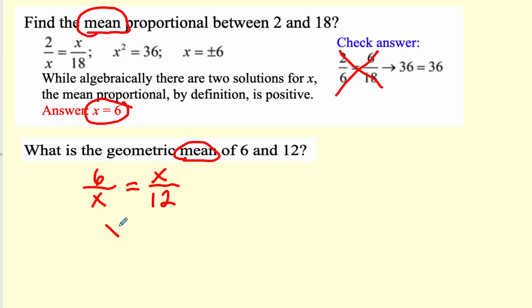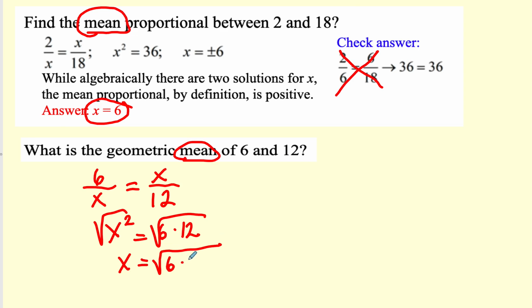Okay, I'm going to cross multiply, so this is going to be x squared is equal to 6 times 12. And now I'm going to take the square root of both sides. And when I take the square root of both sides, I'm going to notice that 12 is really 6 times 2. And here I have 6 times 6, so the simplification will be 6 root 2. And that will be my geometric mean.